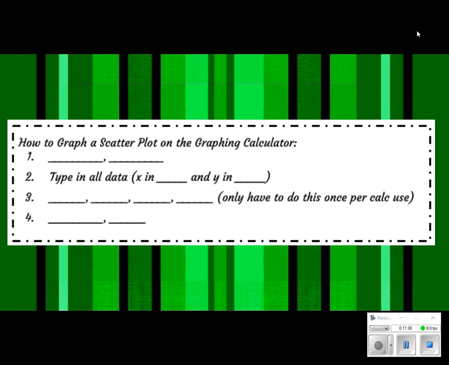All right, so these are the things that you're going to use on the graphing calculator to help you graph a scatter plot. So you can actually graph a scatter plot. It's actually pretty cool. So the first thing you're going to do is you've got to get your data into the table. So there is a stat button.